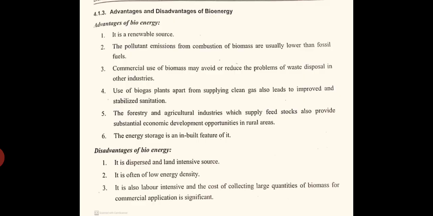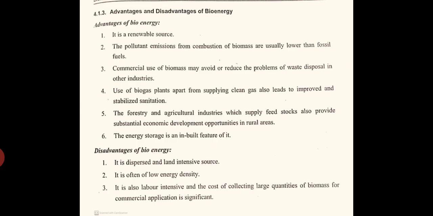So coming to the disadvantages of bioenergy, it is a dispersed and land intensive source and it often has low energy density. If you compare with the heat energy produced by diesel and petrol, the energy produced will be very less. By combustion of 1 kilogram, the heat obtained will be very less. That is what is known as low grade energy, low energy density.